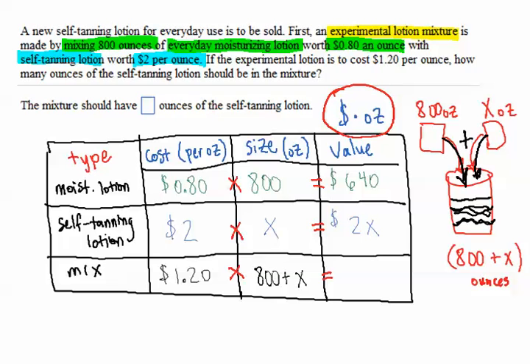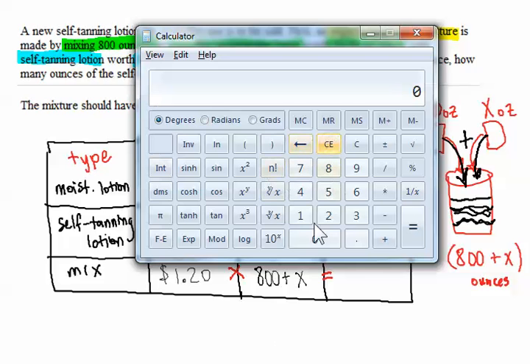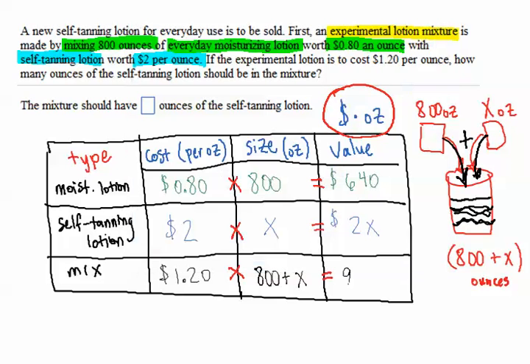So multiply 1.2 times 800. I'll do that too. You get 960. Plus 1.2 times x. Kind of squeezing it in there. So you just distribute it? It's distributed. Yeah, exactly. It's going to distribute to both terms.